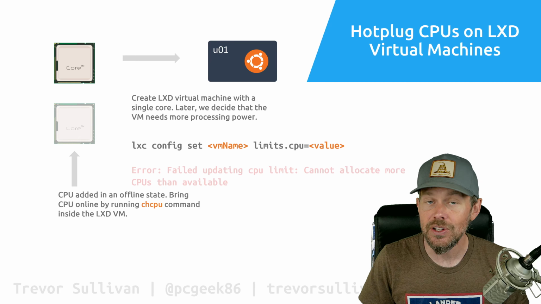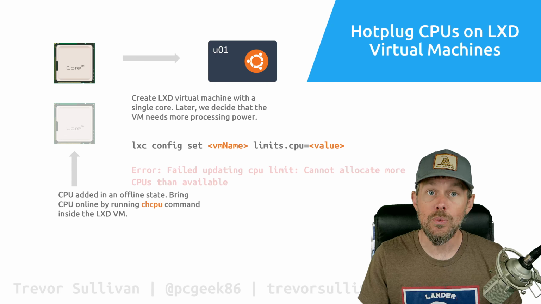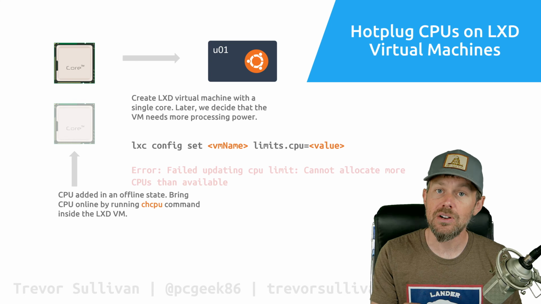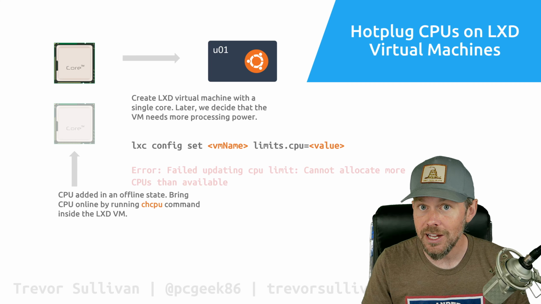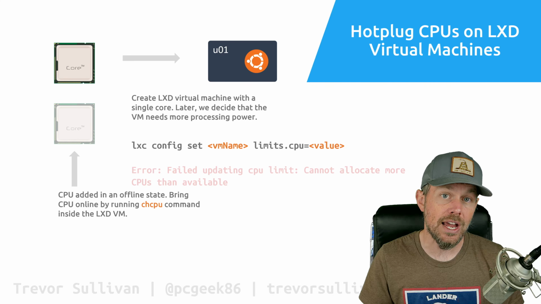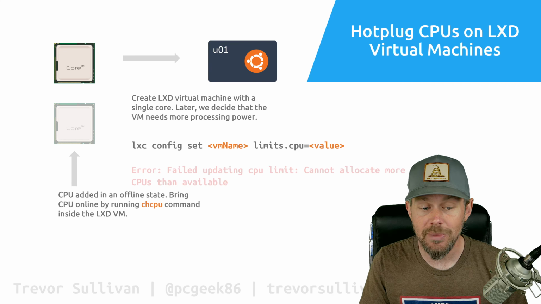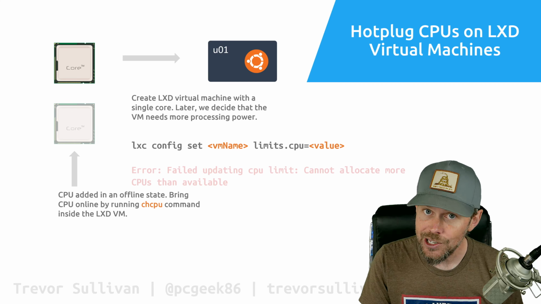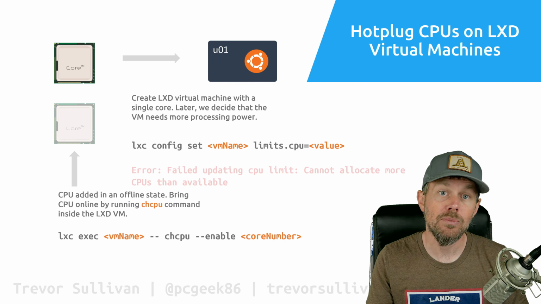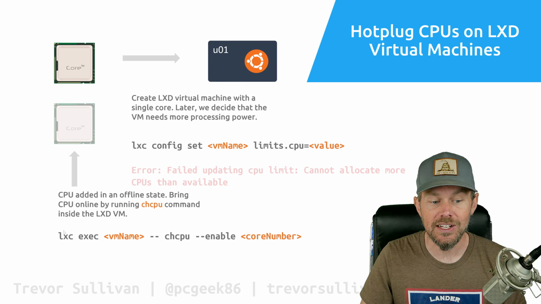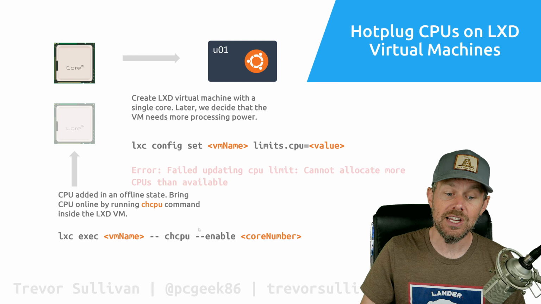And how do we know that the CPU core is in an offline state on the virtual machine? Well, we can use the lscpu command to verify that. So we just log into the guest operating system using the exec command, or if you configure SSH access to that virtual machine, you can SSH into it as well. But we can actually use a command called chcpu to change the configuration of a CPU and bring it online from the offline state. So we could use LXC exec to execute the chcpu command on the guest operating system.